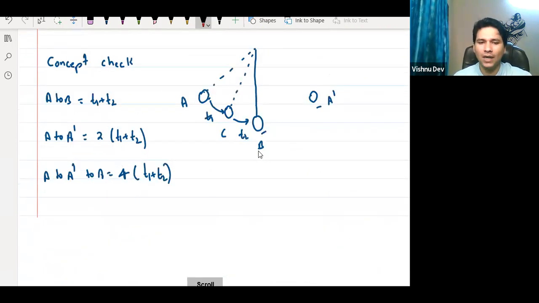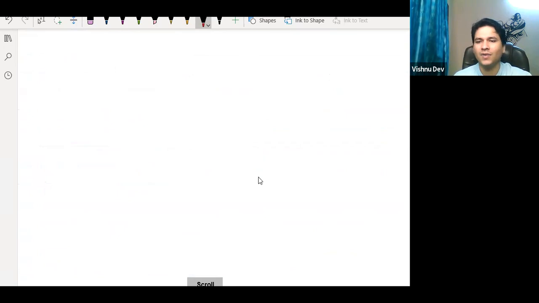But here in the second case, it is change in speed with respect to time. So it will represent uniform acceleration.